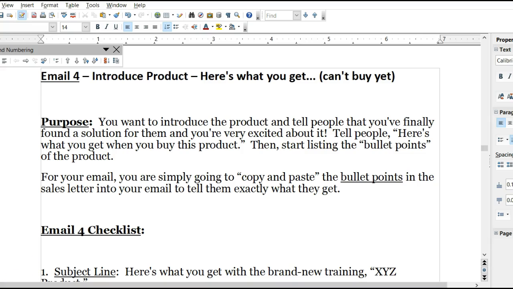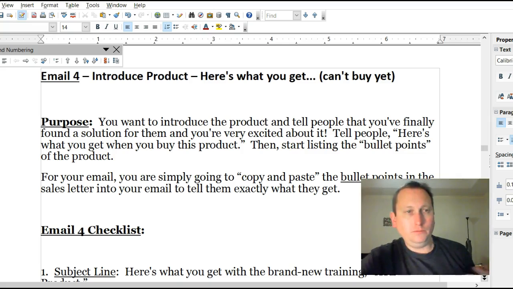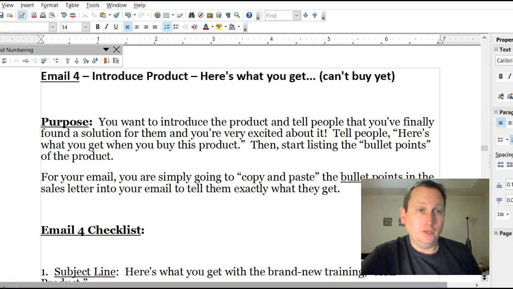So the first email, you're talking about their frustrations. You're just trying to ask them what are some of their frustrations that they have. And you're trying to get a response from them, and you're trying to get them to think about some problems they're having and possibly some solutions that they want in their life because of those problems. You're trying to get them to think about it.